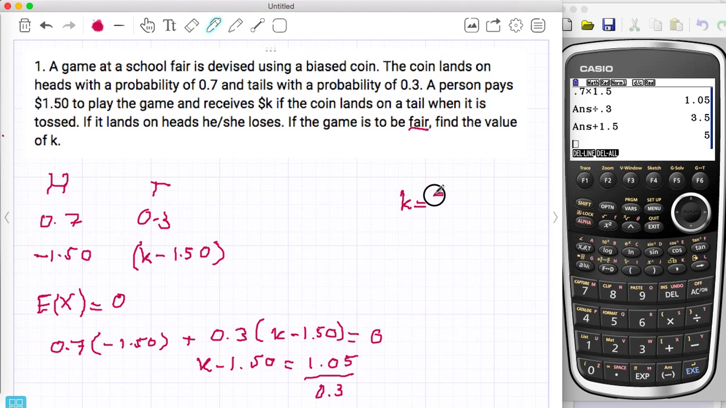The key thing is you've got to define fair as being the expectation is 0.